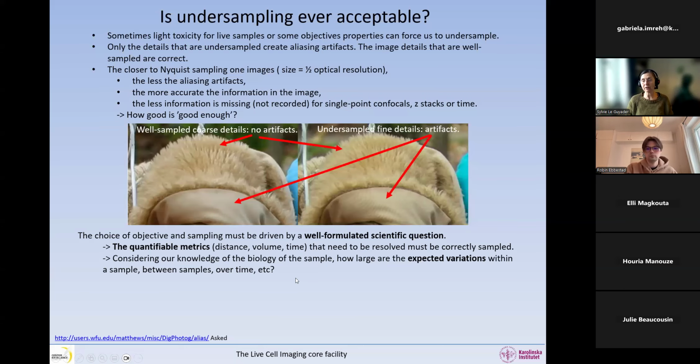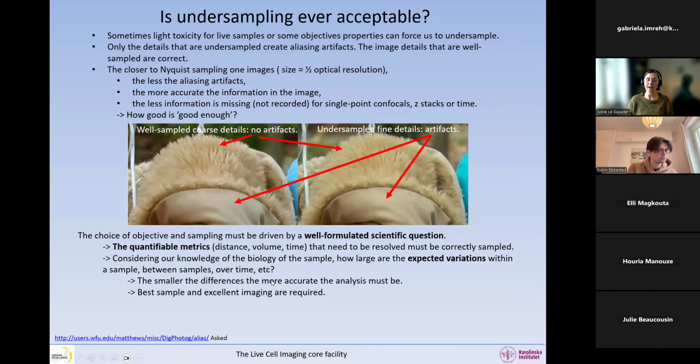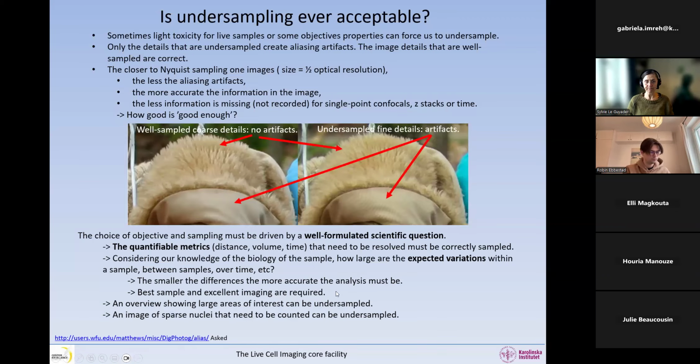If you have big variations, you're okay with whatever. So the smaller the difference, the more accurate the analysis must be. And you must then be very careful with having as best a sample possible and excellent imaging.